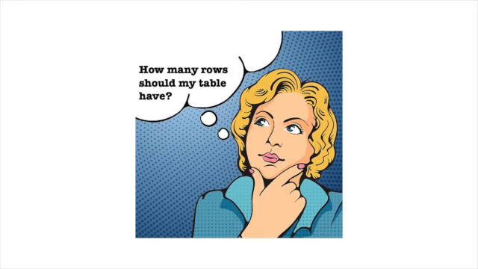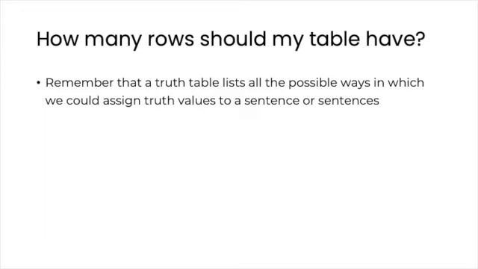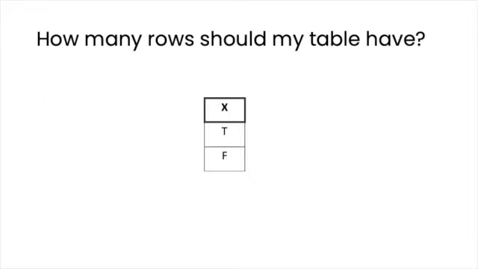How many rows should my table contain? Remember that a truth table lists all the possible ways in which we could assign truth values to sentences. That is, it lists all possible cases, where each row corresponds to a possibility. If we are dealing with only one sentence letter, there are only 2 ways in which things may turn out. The sentence may be true or it may be false. So we only have 2 rows. For example, if X is "it's raining," then there are only 2 ways in which the world might be. Either it's raining or it's not. The first case we mark with a T, the second with an F.